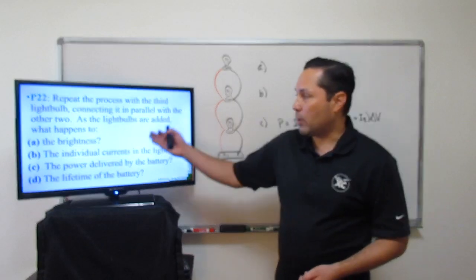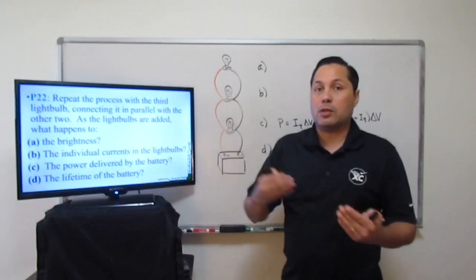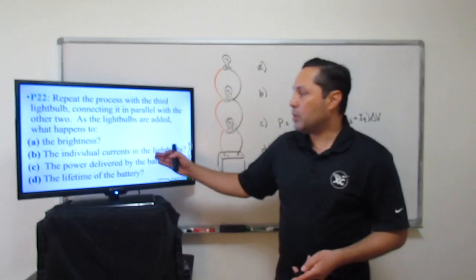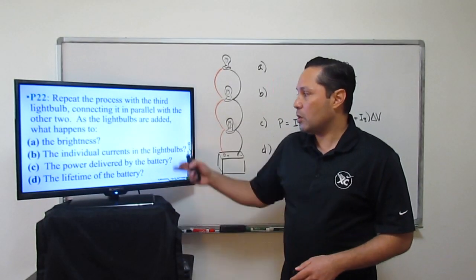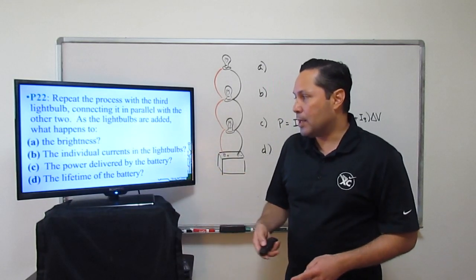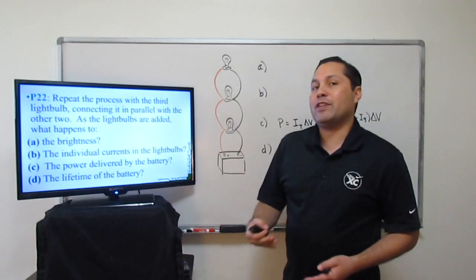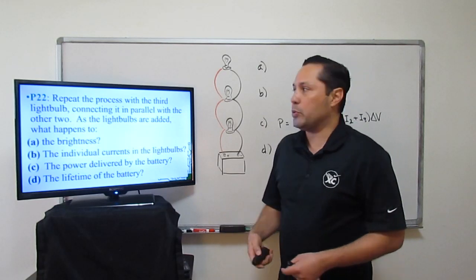Let's start with the brightness. Does it increase, decrease, or remain constant? What about the individual currents to each of the bulbs? Increase, decrease, or remain constant? What about the power delivered by the battery? And what happens to the lifetime of the battery as you add more bulbs?